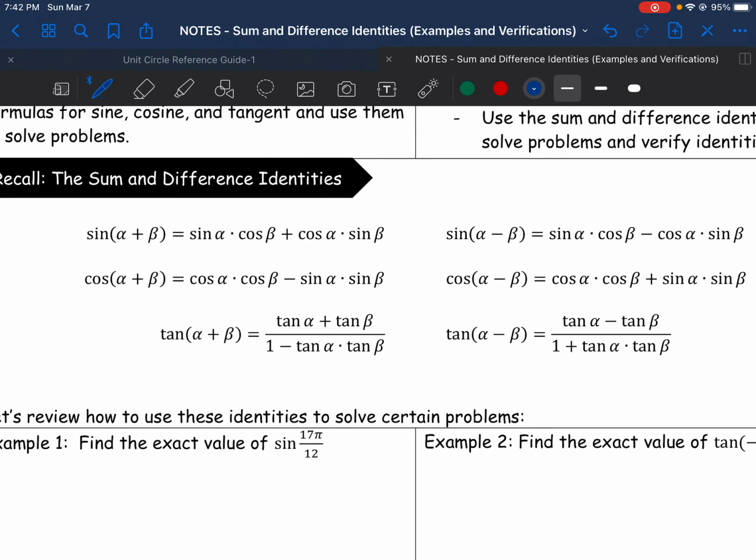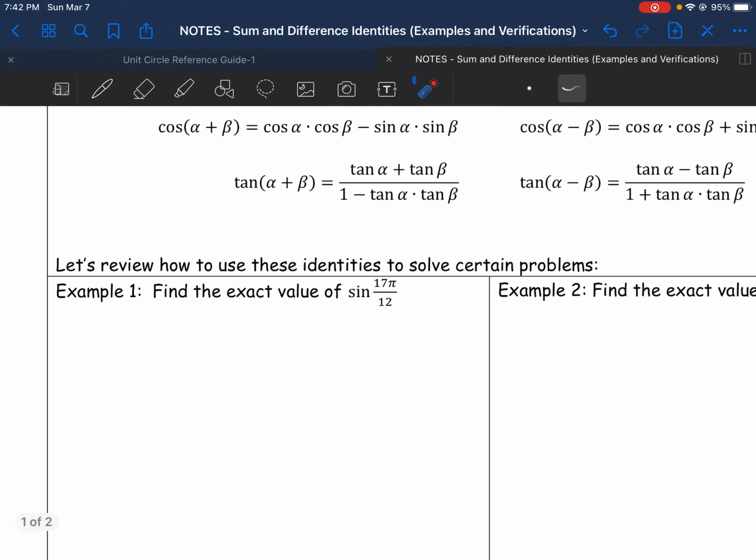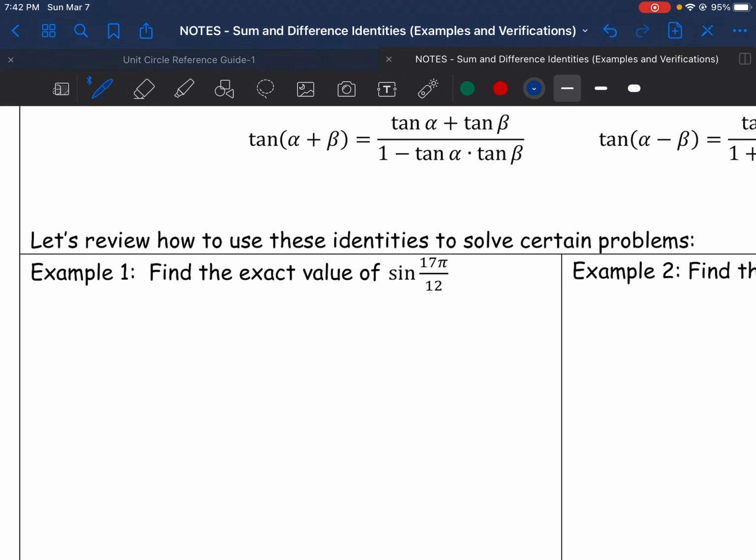So again, here's our 6 formulas, the 3 addition formulas or the 3 sum formulas for sine, cosine, and tangent, and then the 3 difference formulas for sine, cosine, and tangent. And let's go through the process again of how we want to be thinking about these things here, okay? So starting here with, we want to find the exact value of the sine of 17 pi over 12. And again, I want to put emphasis on the fact that we're looking for the exact value, meaning that we don't just want some decimal approximation. So what we're going to do is we're going to look at the sine of 17 pi over 12.